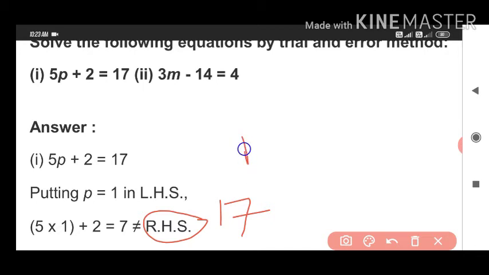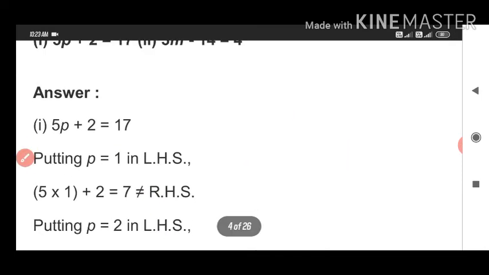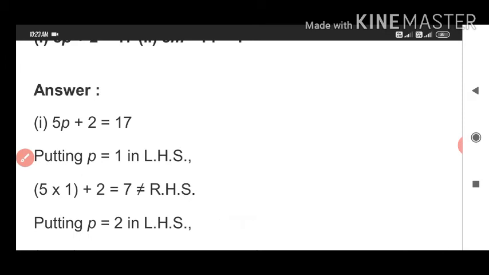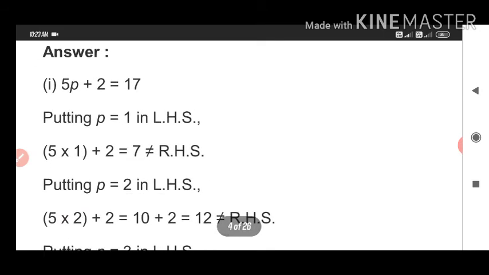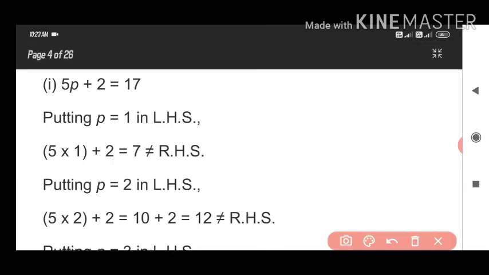Okay, now we will put p equal to 2, because p equal to 1 is not the solution of this equation. Now putting p equal to 2 in LHS, what will you get? 5 into 2 plus 2, you will get 10 plus 2. 5 into 2 is 10. 10 plus 2 is equal to 12. Now 12 is also not equal to RHS. Then try the next value. The next value will be 3. We have already tried 1 and 2, isn't it? Now we will try 3.